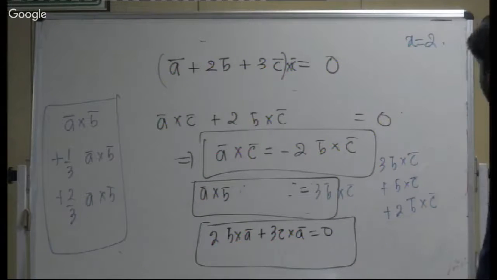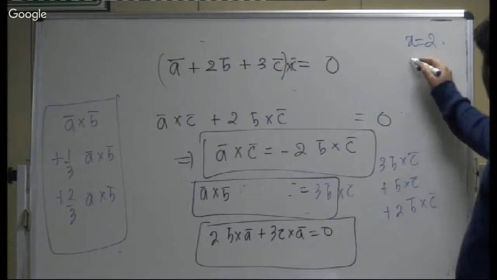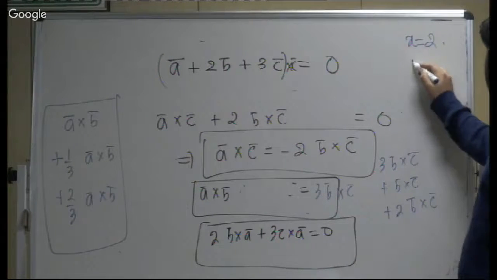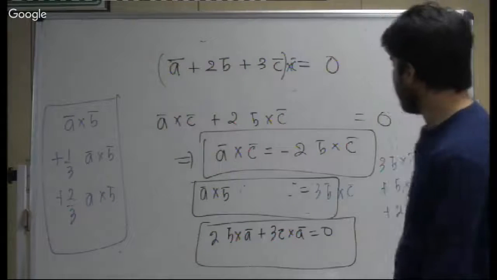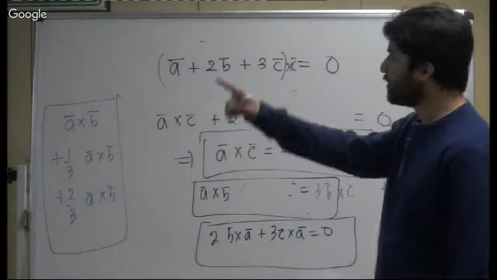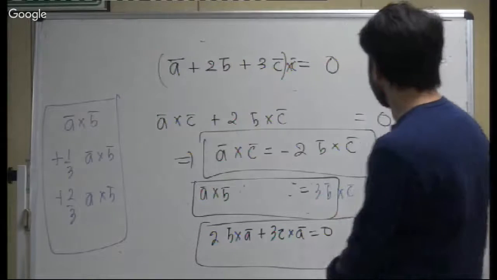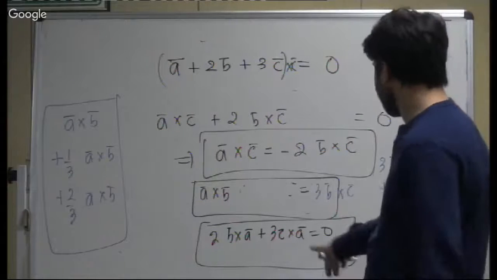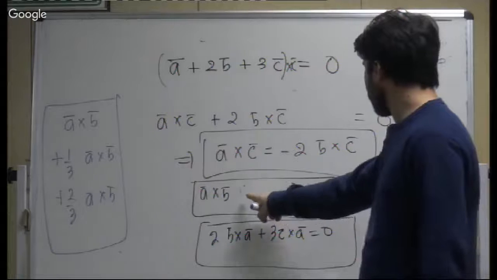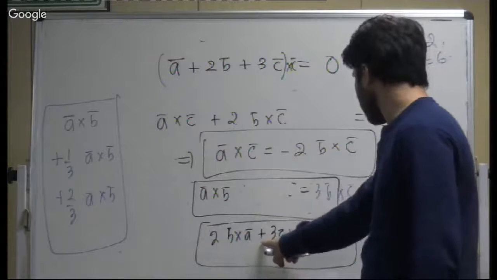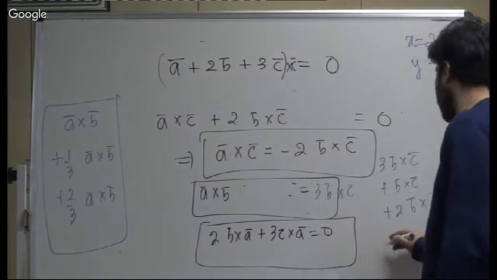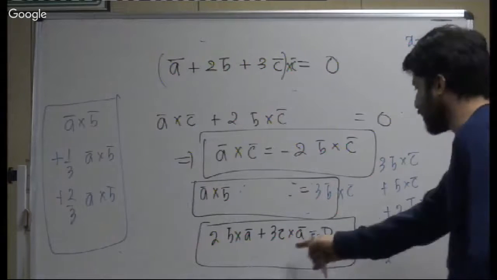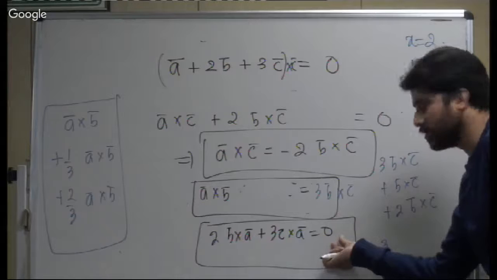So it will finally turn out to be 5, 6. Clear? And similarly, the third part is I want A cross B in terms of C cross A. So I can say A cross B is equal to 3 by 2 A cross C, right? This will go to the other side, so it will be 3 A cross C.